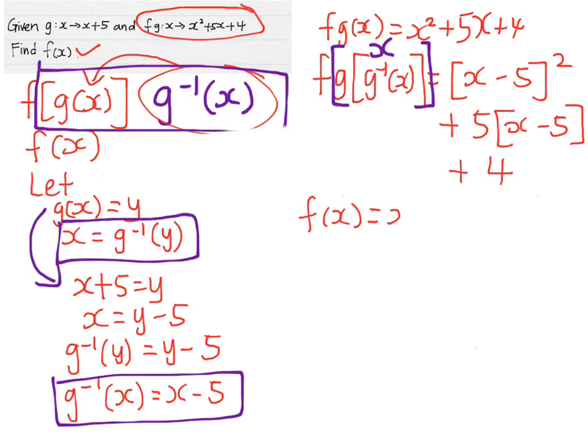I can actually get x squared minus 10x plus 25. Okay, this one 5 multiply into both, plus 5x, and then minus 25 plus 4. Plus 4. Okay. x minus 5, x minus 5, minus 10x plus 25 plus 5x, minus 24.